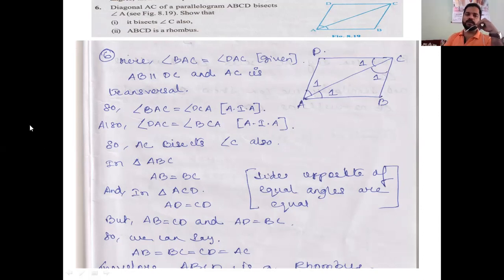Okay, moving on to question number 6. Here it is told, diagonal AC of a parallelogram ABCD bisects angle A. ABCD is a parallelogram, okay, and AC is a diagonal that bisects angle A.